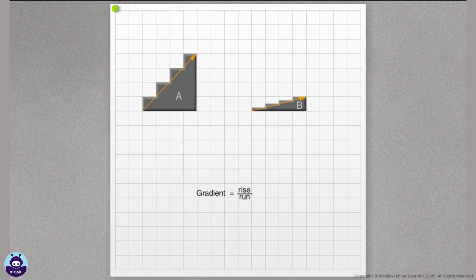The gradient is given as the ratio of the vertical change or the rise to the horizontal change or the run. In this case, the staircase A rises to a height of 4 meters vertically as it runs a distance of 4 meters horizontally. Its gradient can be given as 4 over 4, which is equal to 1. On the other hand, staircase B rises to a height of 1 meter as it traverses a distance of 4 meters. Thus its gradient is 1 over 4.